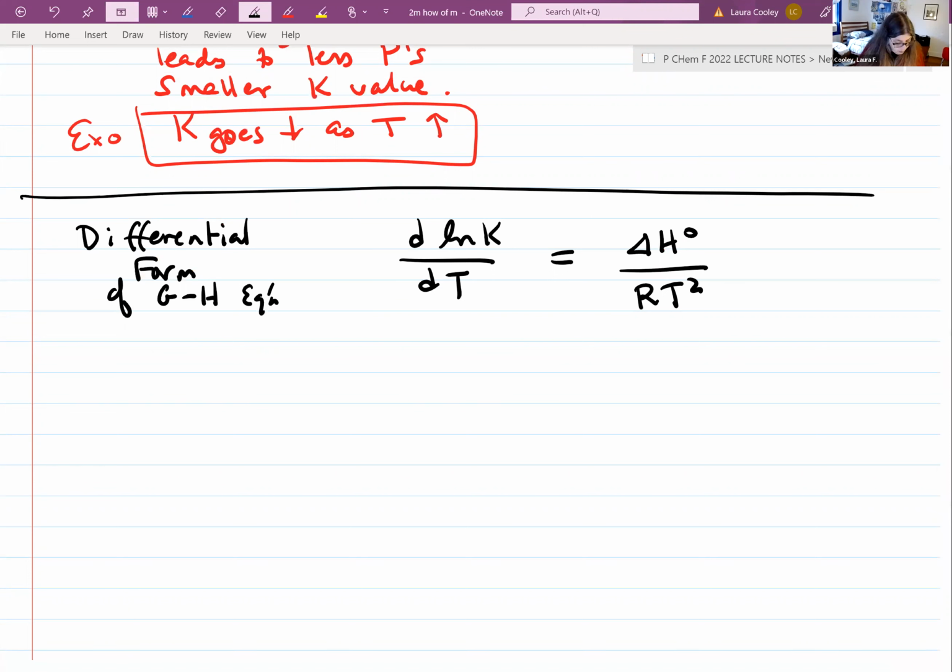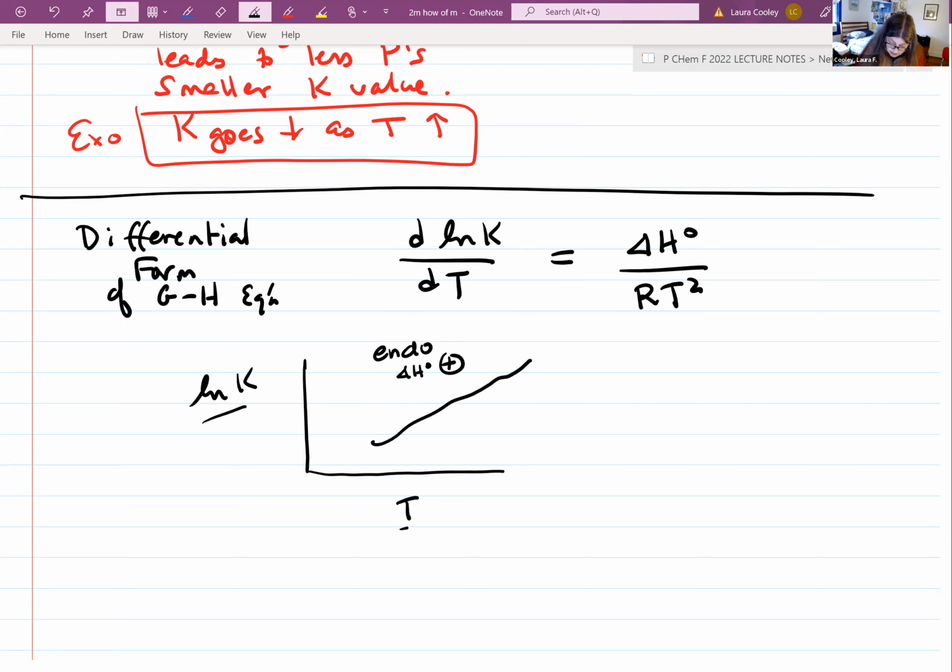If we were able to plot the log of K versus temperature for an endothermic reaction, then delta H is positive. Temperature can never be negative, and R is positive. So if the reaction is endothermic, the slope of the log of K versus T should be positive. It should look something like this, with a positive slope. That means as the temperature goes up, we're going this direction, the log of K should go up, so K should go up.